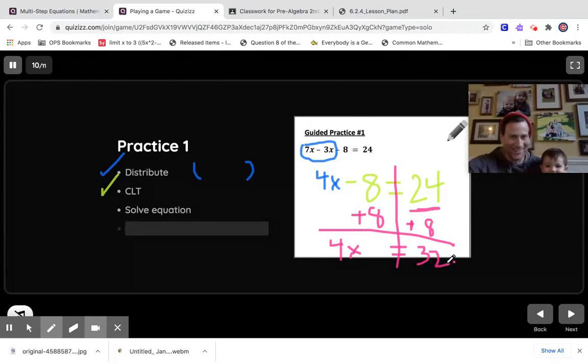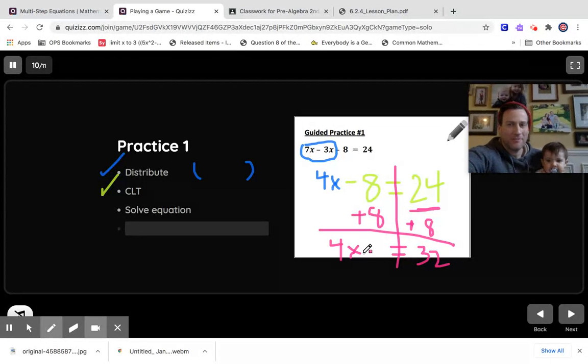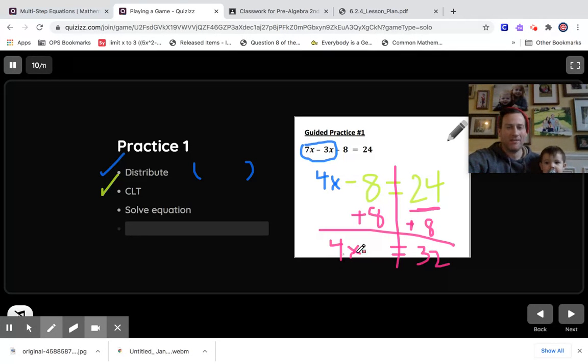So now I have 4 times something gives me 32. And so what I need to do now is this is times. So I need to move this 4. That's my coefficient. I need to move it by division. And when I divide that, I end up getting my solution here on both sides. When I divide 32 by 4, I end up finding my x value to be 8.